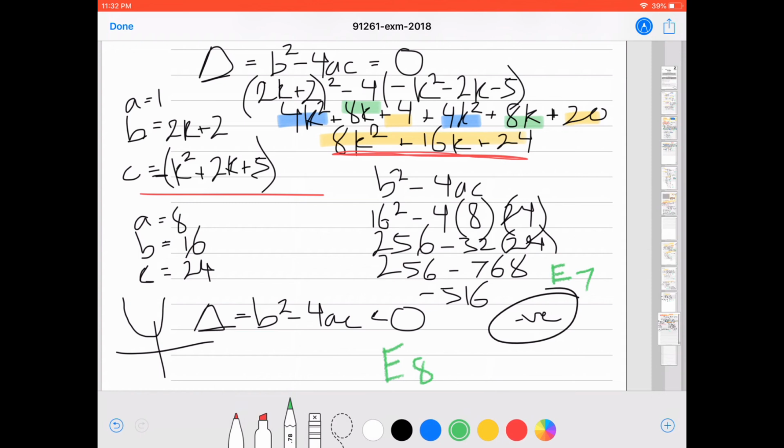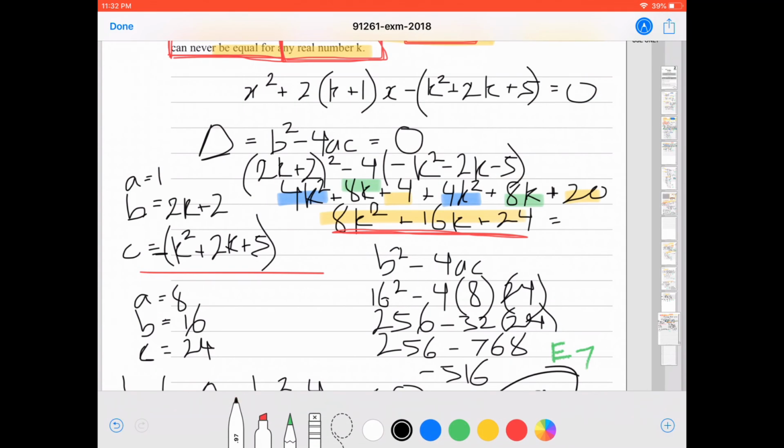Right, okay. Anyway, merit is simplified quadratic set equal to 0. So this quadratic here, we've got to say that's equal to 0, because we're talking about equal roots. Correct, achieved is correct discriminant substitution. So this step is your merit, and correct discriminant substitution gets you an achieved. Okay, sweet. Now let's leave it at that.